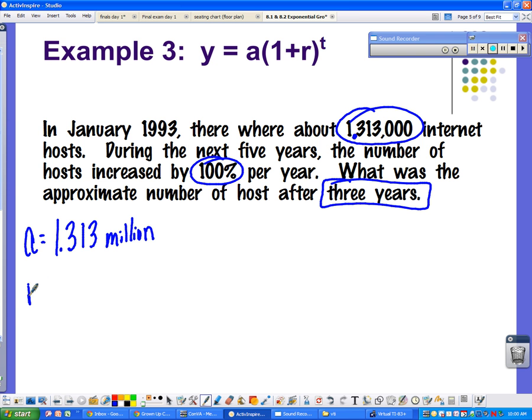Your r is going to be your rate, but remember, it's 100%, and I have to move the decimal point, okay? So I'll move it 2 decimal places. So it actually ends up just 1, okay? If you divide it by 100, it's going to be 100 divided by 100, which still gives you the 1, okay? And your t is 3 years, okay? So we're just doing 3 years.